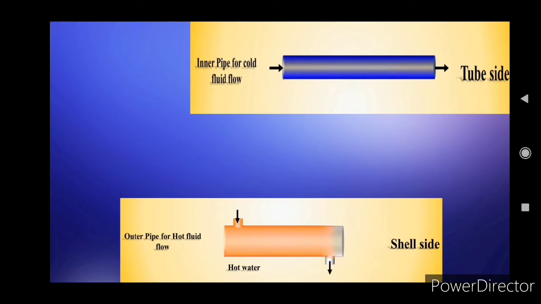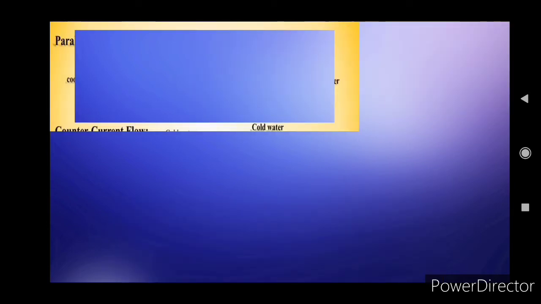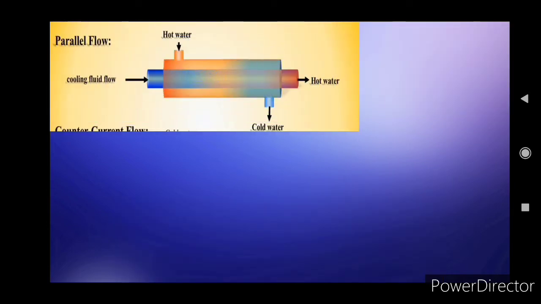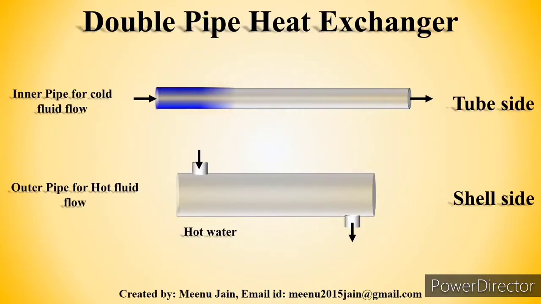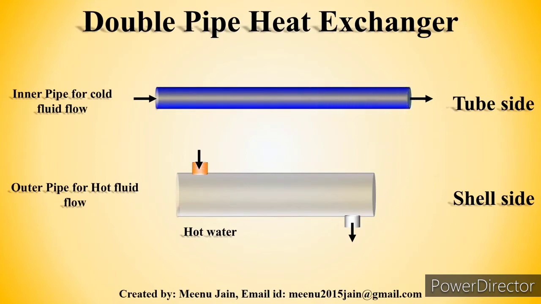There are two types of flow arrangement, which is parallel flow and counter flow. In this experiment, cold water flows at inner pipe while hot water flows at outer pipe. So today I'm going to explain the general startup for this experiment.